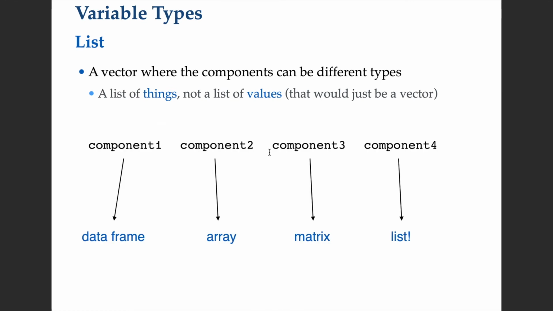So let's say we have a list of 4 components. Component 1, instead of being a value, could be an entire data frame. Component 2 could be an array. We didn't actually talk about arrays. Component 3 could be a matrix, and component 4 could be a totally different list. So again, a list is a list of things, not a list of values. And this is useful for combining a bunch of different types of information together into one kind of structure.